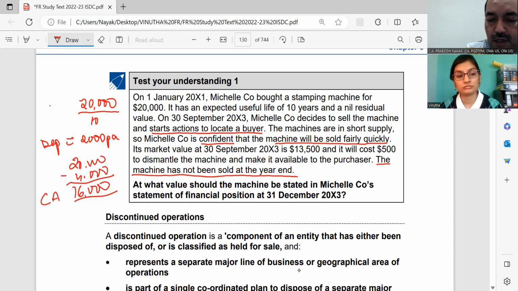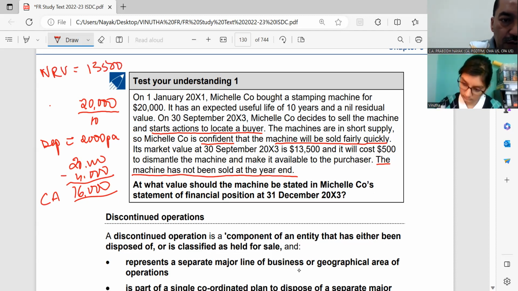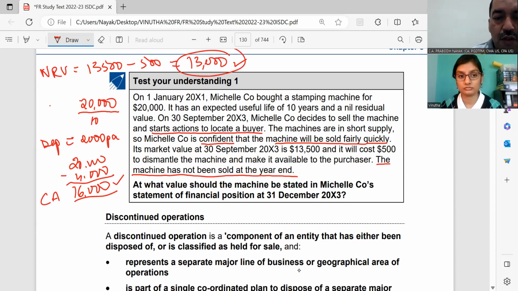NRV is what? 13,500 minus 500 cost to sell. So it is 13,000. So it is carrying amount 16,000 or 13,000, whichever is less. So it will be shown in the statement of financial position at 13,000. Okay, sir. Understood.